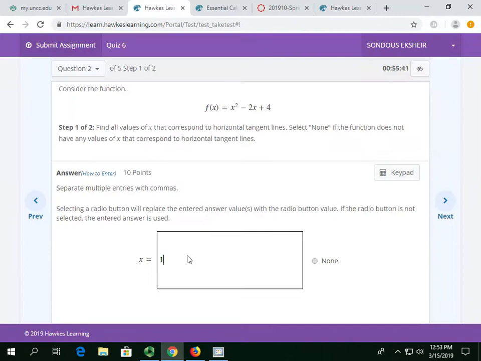Now, if I had more than one answer, I would put a comma and then type in the next answers if you got multiple answers. But there's only one for this one. So that was it. I'm going to go to the next problem.